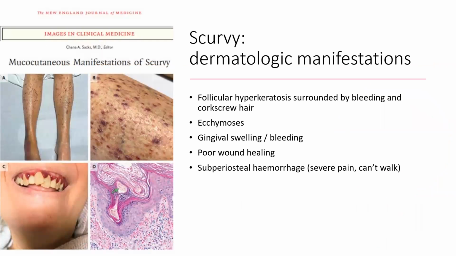So this picture illustrates some of the dermatologic manifestations: follicular hyperkeratosis, which is surrounded by bleeding, and corkscrew hair is characteristic. The patients can have ecchymosis, gingival bleeding and swelling, poor wound healing. In fact, they say the sailors used to break their bones and break them again because the fractures couldn't heal. And then they can get terrible subperiosteal hemorrhages, which can cause such severe pain that the patient cannot actually walk.